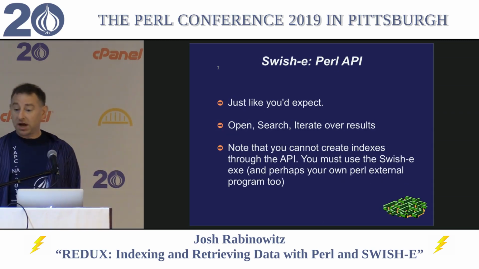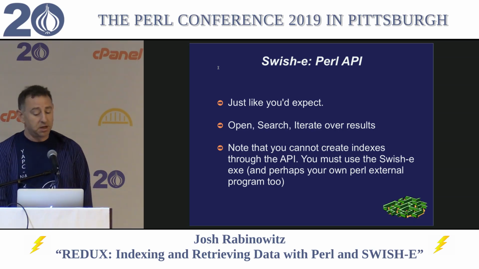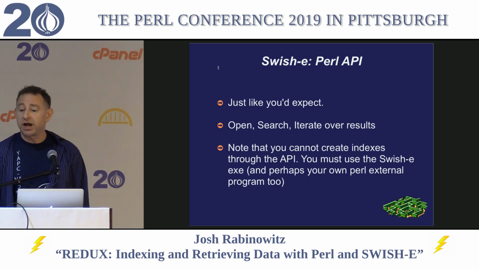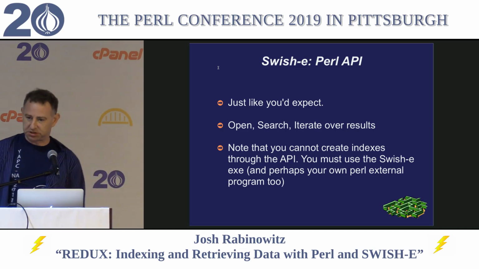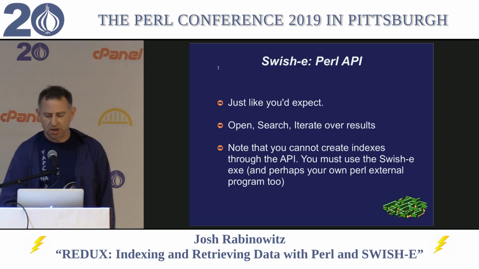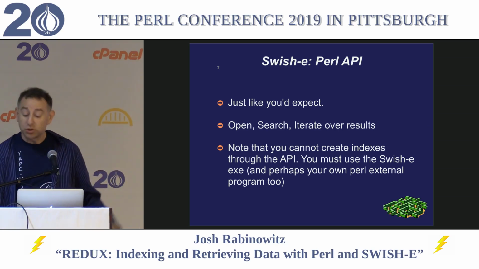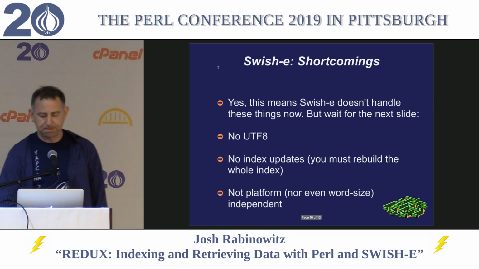So there's a Perl API. I think it's still on CPAN. It's just like you'd expect. You can open an index, you can perform searches, you can iterate over results, pull down result sets. You cannot create indexes through the API. You have to do that directly with the C program and configuration files, and maybe your own external program, which is often written in Perl but doesn't have to be.